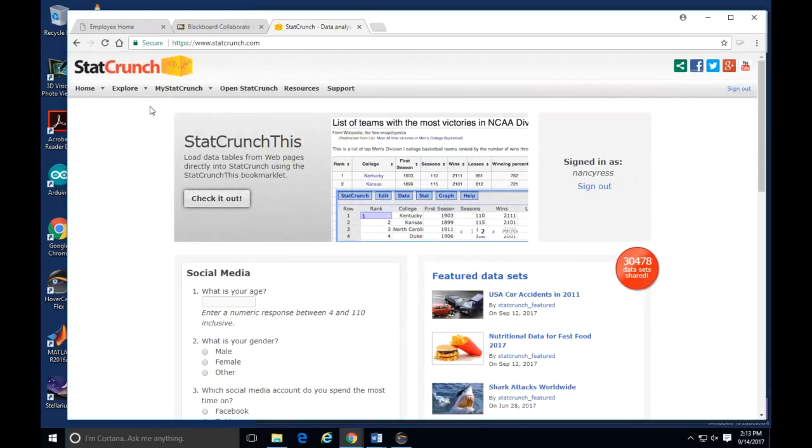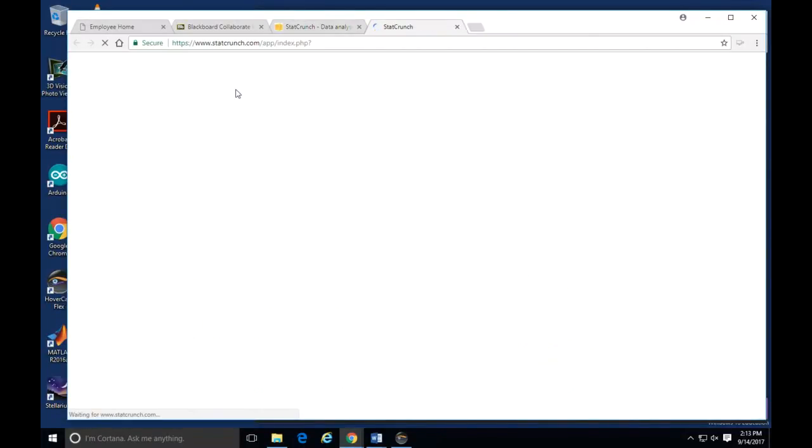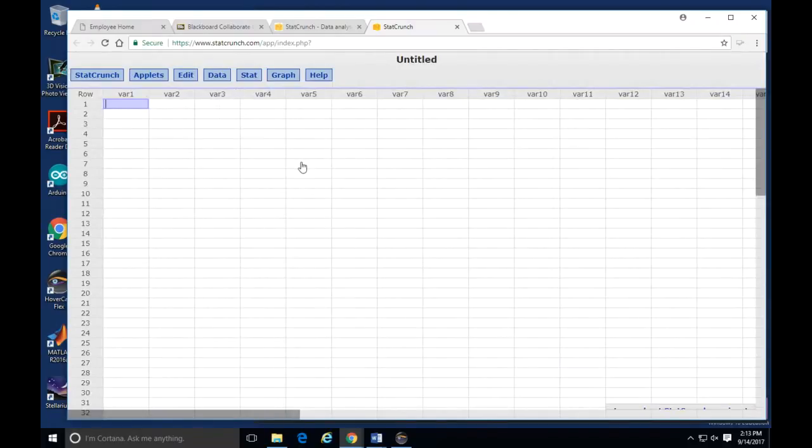Once you're signed into StatCrunch, if you want to copy and paste some data into the StatCrunch data editor, you just open StatCrunch like this. If you have column headings, you can put your cursor up there and do a right click and paste, or do a Control V to paste, just like you did with your Tiger data. You can also do it this way.